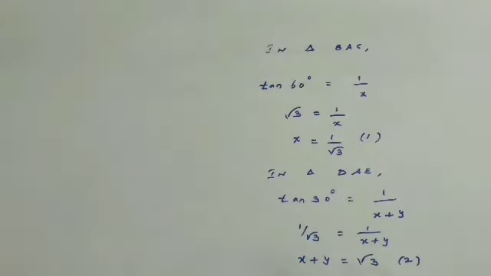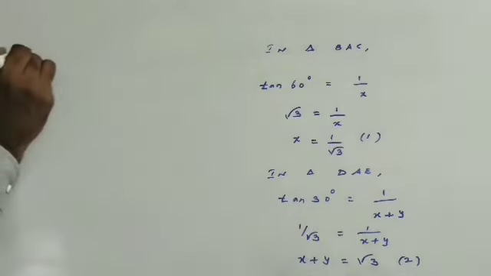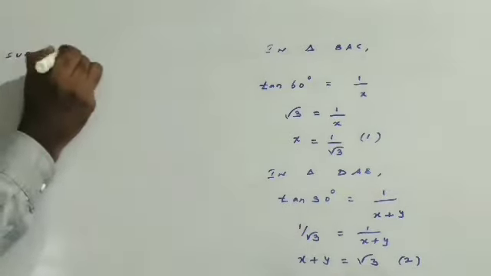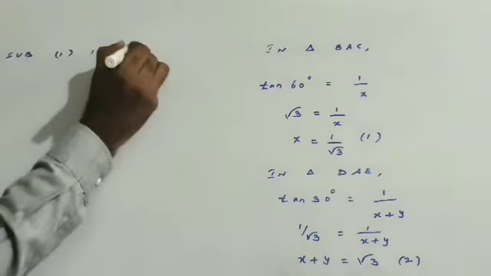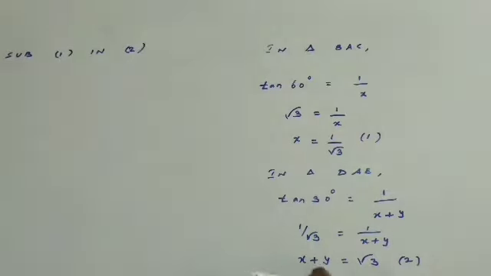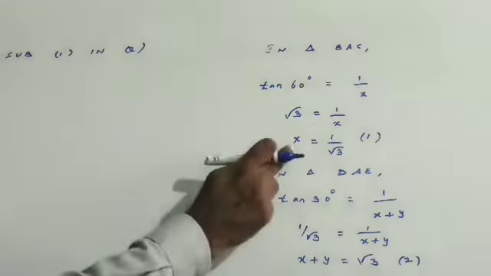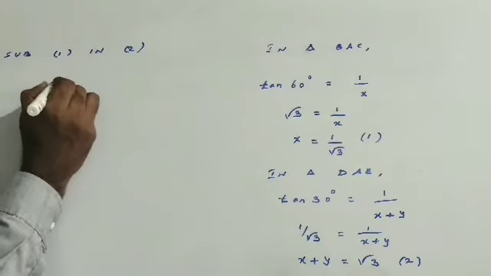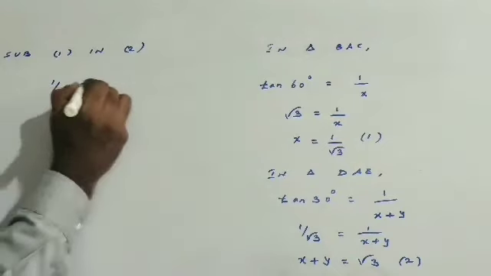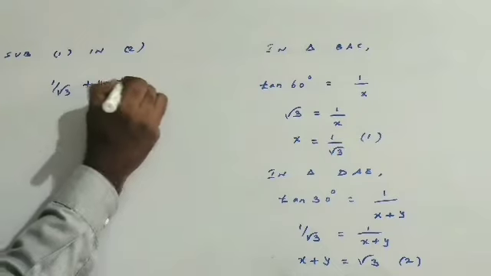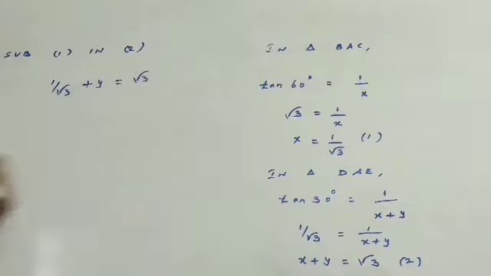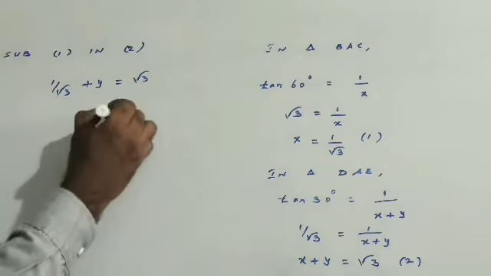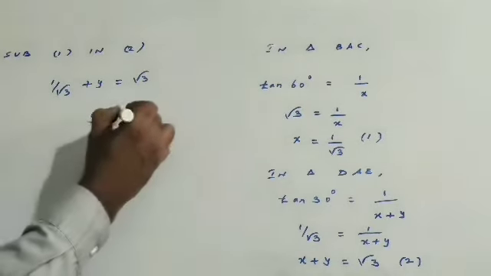Now consider equation 1 and 2, or substitute equation 1 in equation 2. In equation 2, x plus y equal to root 3. For x the value is 1 by root 3 from equation 1. So put 1 by root 3 plus y equal to root 3.